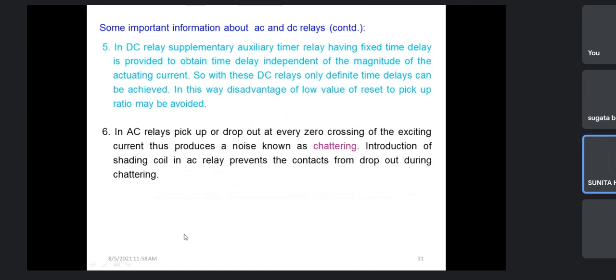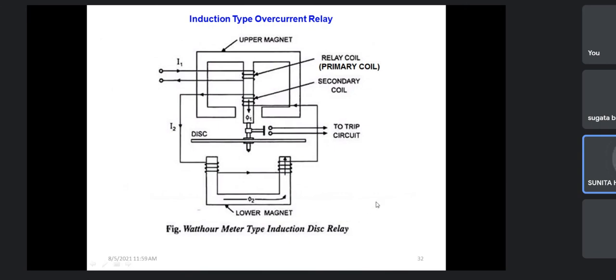And you know, since there is a zero crossing in AC, and we are using that AC current directly, during zero crossing, always there will be a withdrawal and connection of the circuit. So there will be chattering. So that may be overcome using some shading coil. So that will prevent the chattering. So that's all for today.